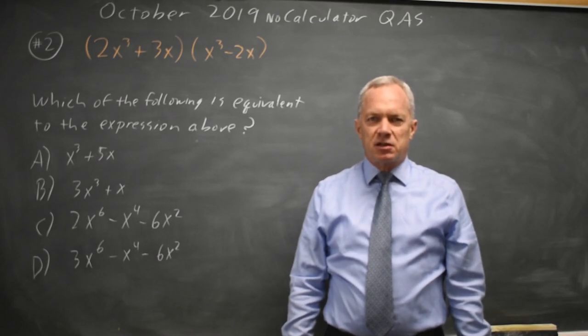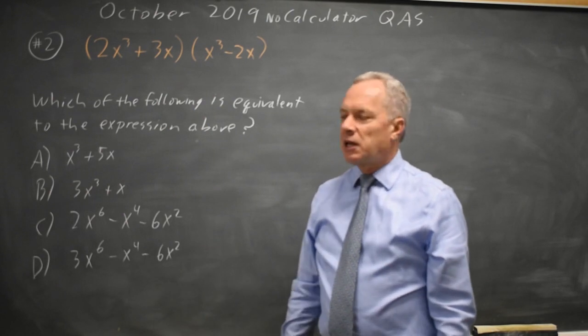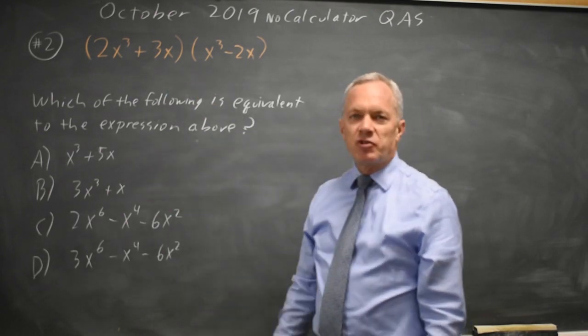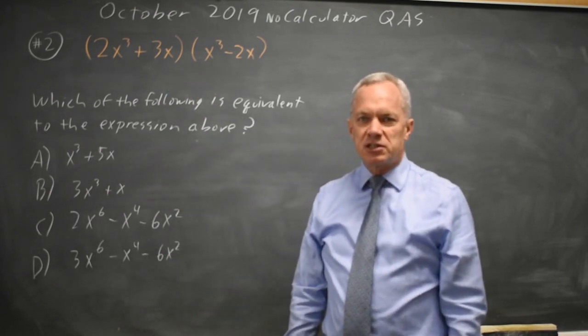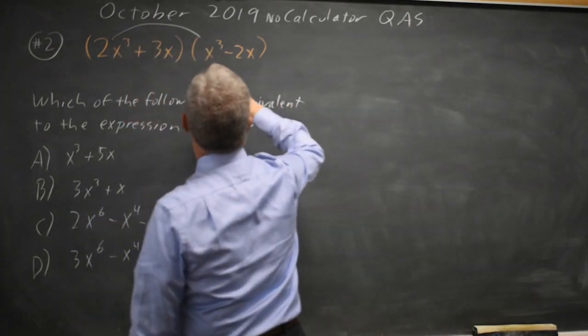This is non-calculator question number two. College Board is asking us to rewrite this expression, and given the original form and the final form, we expect they're going to ask us to use FOIL. So let's multiply first times first.